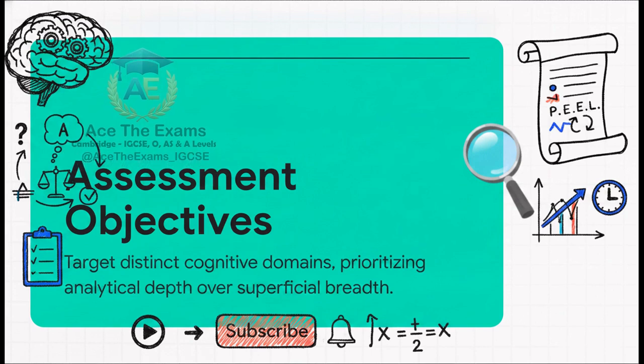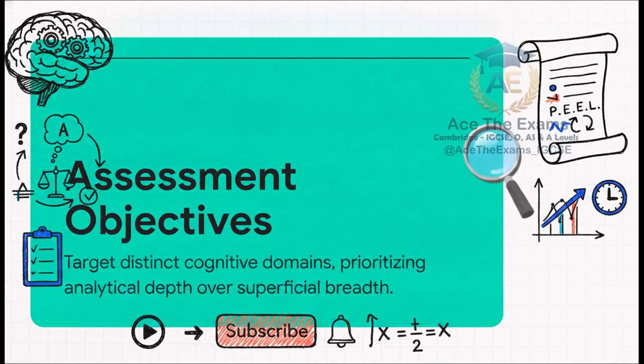What's really fascinating here is how Cambridge redefines what you are actually being tested on. The assessment objectives for Cambridge Math specifically prioritize logical, evidence-based reasoning and analytical depth over superficial breadth. They are deliberately targeting distinct cognitive domains: your knowledge and understanding, your application of that knowledge, and your deep analysis.